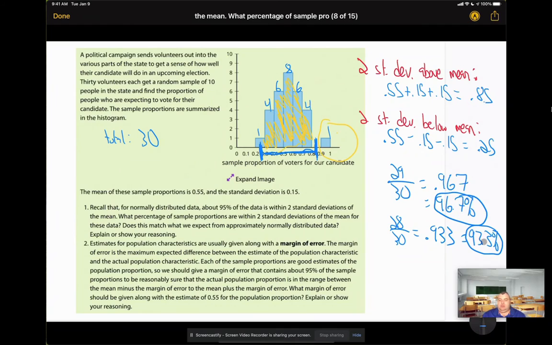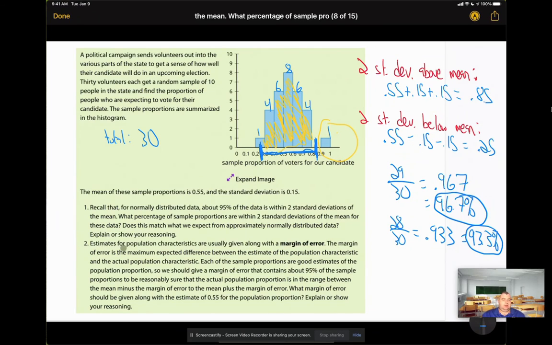And either way, we would get 93% or 96%. Is that pretty darn close to 95? Yes, it is. So to answer the second question verbally, does this match what we expect from approximately normally distributed data? Yes, it does. Is it perfect? No. But is it pretty darn close? Yes, it is. Okay, so that's number one.